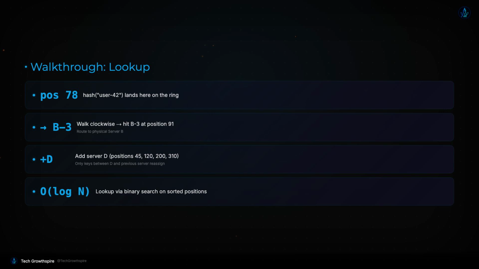Now we add server D with 4 virtual nodes. D1 through D4 land at positions 45, 120, 200, and 310. Only keys that fall between these new positions and the previous server counterclockwise get reassigned to D. The majority of keys remain on their existing servers. Lookups remain O of log n using binary search on the sorted ring positions.